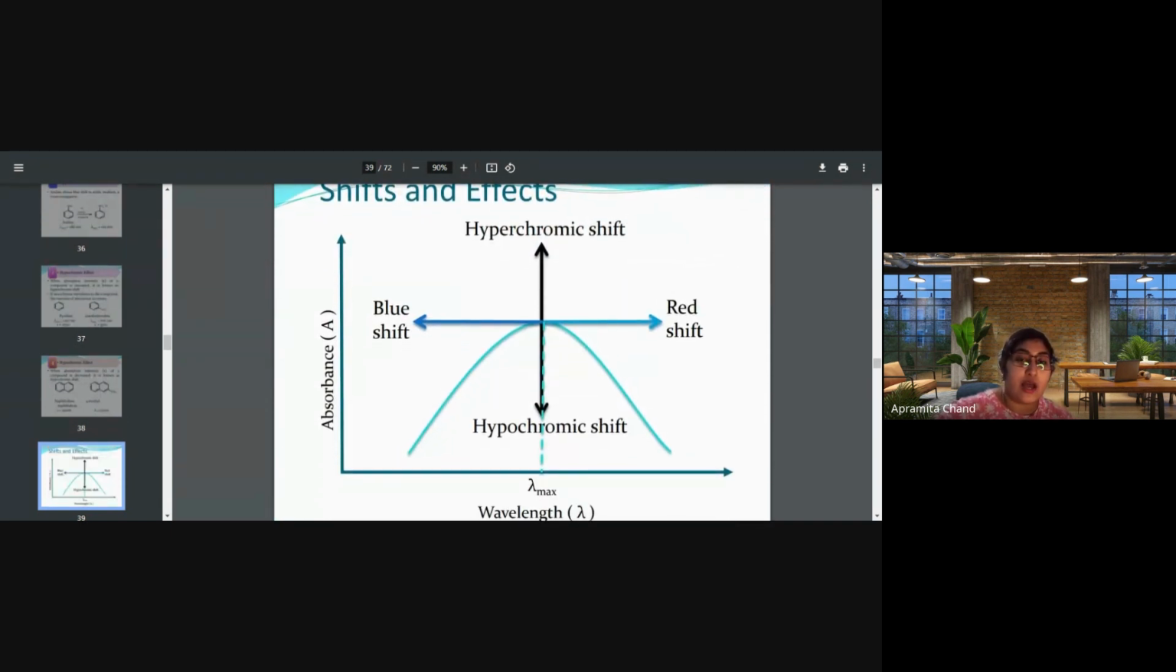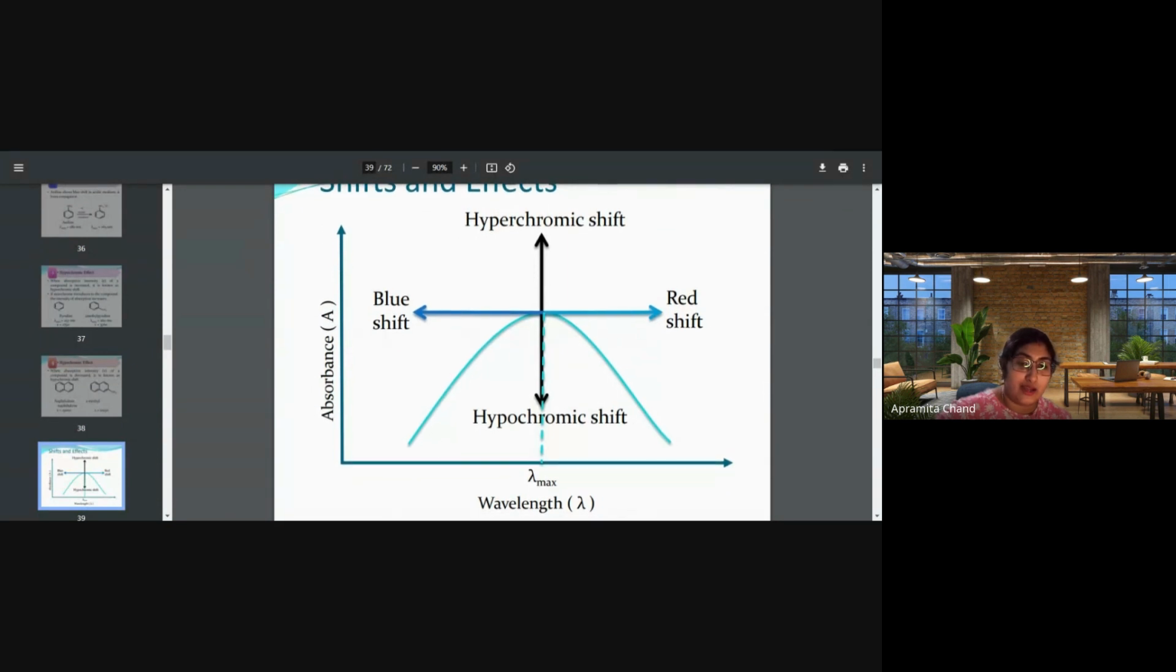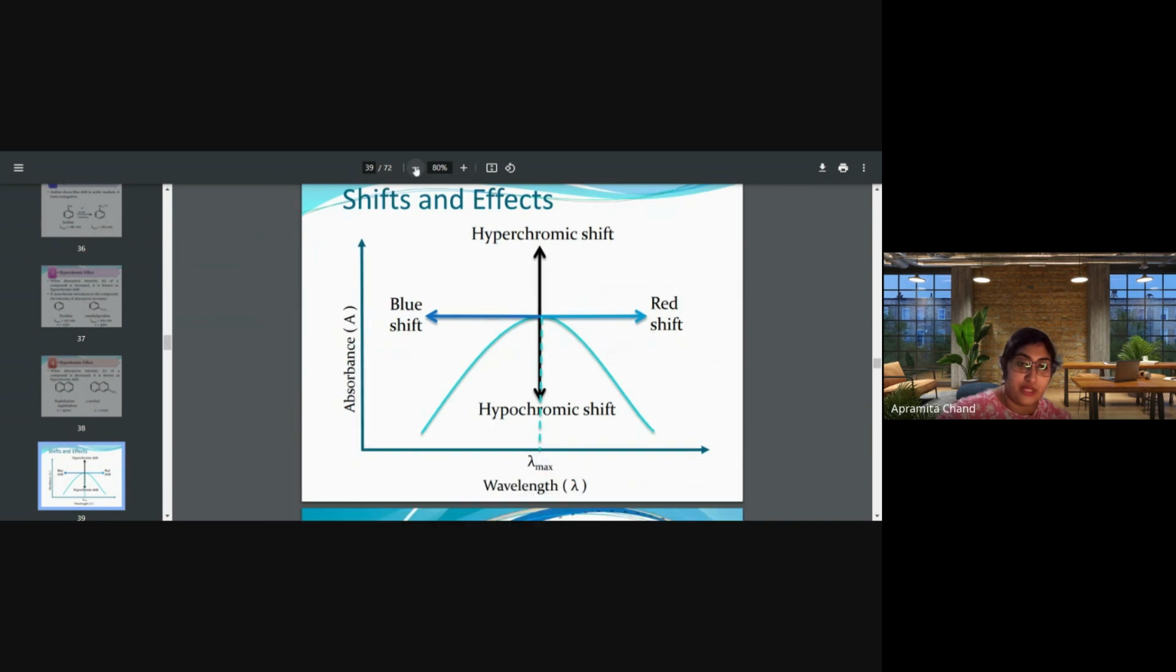So this is how you represent in a graph. If you are asked to represent in a graph about shifts and effects, you will draw an absorbance versus wavelength graph. If you go towards the higher wavelength, then red shift, lower wavelength blue shift, if you go up then hyperchromic shift, if you go down then hypochromic shift. Okay, because here the absorbance is varying. Here the wavelength is varying.